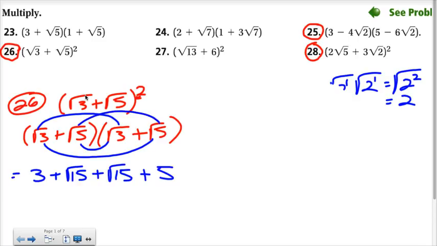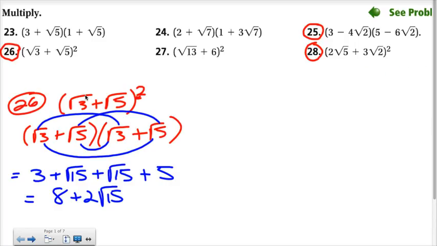So, a couple of like terms here. We have a 3 and a 5. That'll give us an 8. And then we have a square root of 15 and another square root of 15. So 2 square roots of 15. Again, that one's already simplified. And looking towards FOIL guy there, things have gone well.